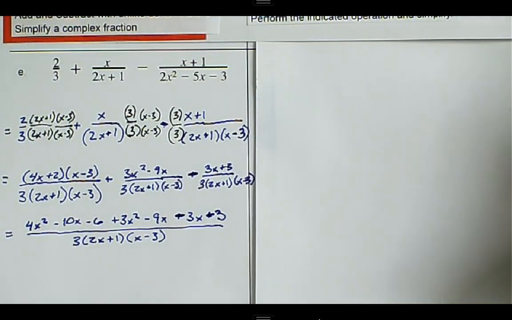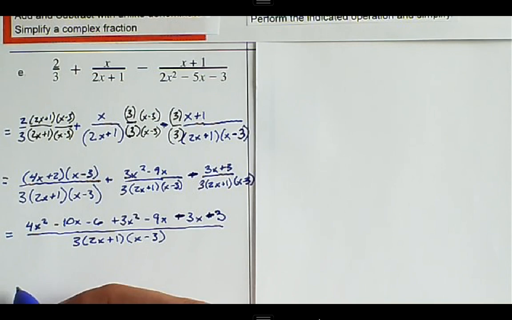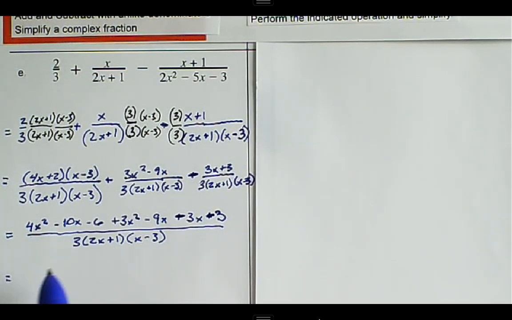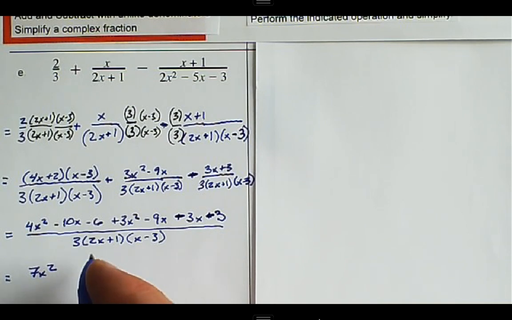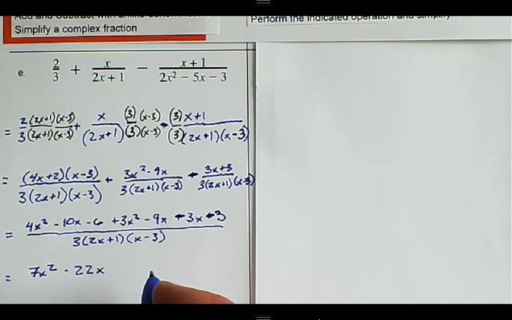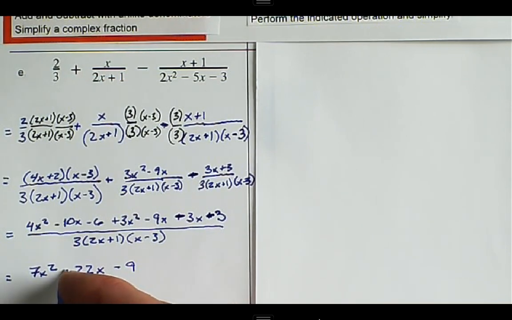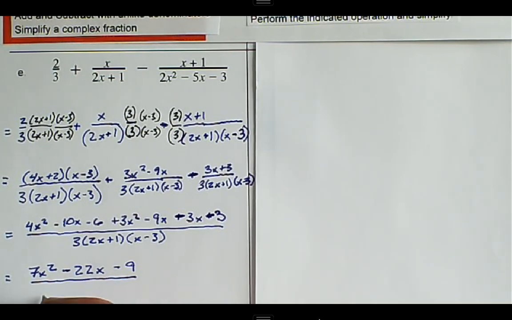And then we can finish combining like terms in the numerator. We have 2 x squared terms, so that's going to get us to 7x squared. We have 3 x terms, so that's going to get us to minus 22x. And we have 2 constant terms, so that's going to get us to minus 9. And that is going to be over the denominator, which is 3 times 2x plus 1 times x minus 3.